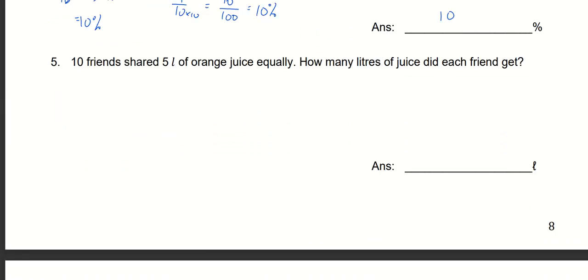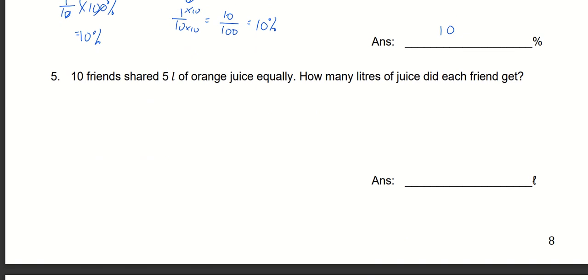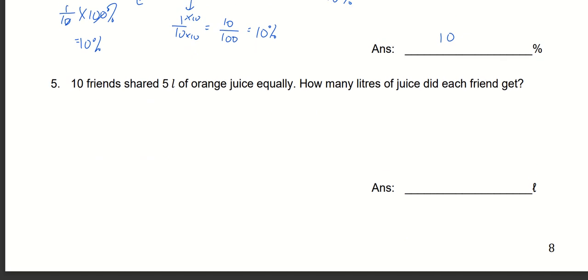Okay, so the last question for this exercise, 10 friends shared 5 liters of juice equally. How many liters of juice did each friend get? So we are talking about the units liters. All the liter, so this is total and this is group. We are looking for each.